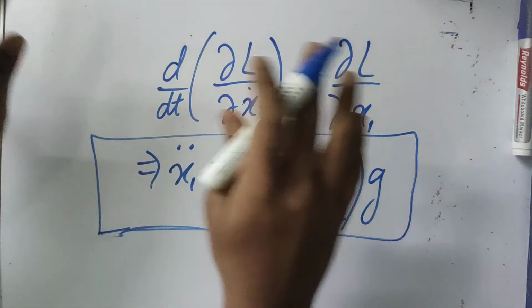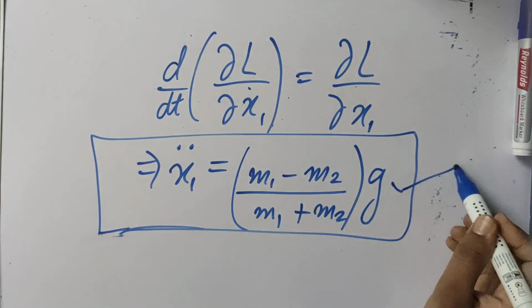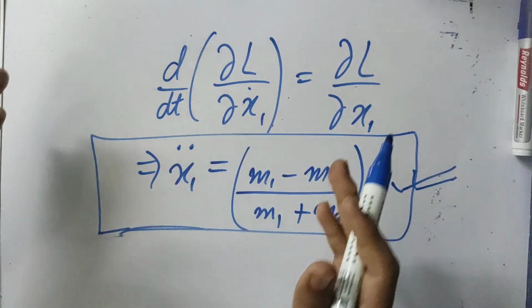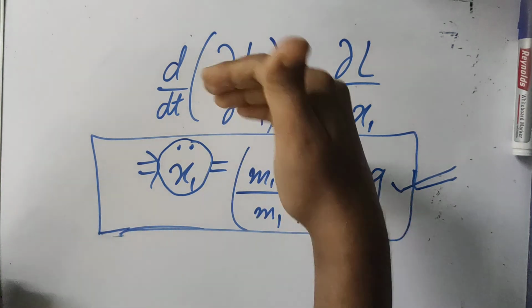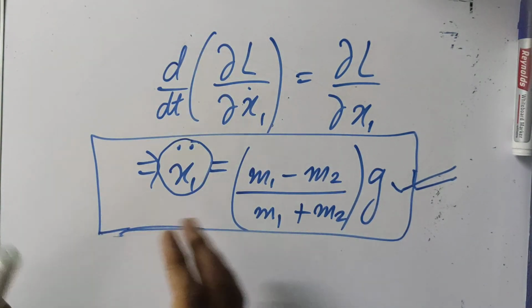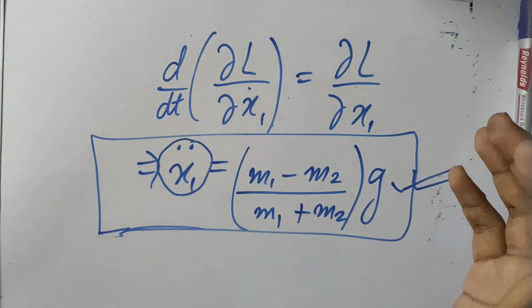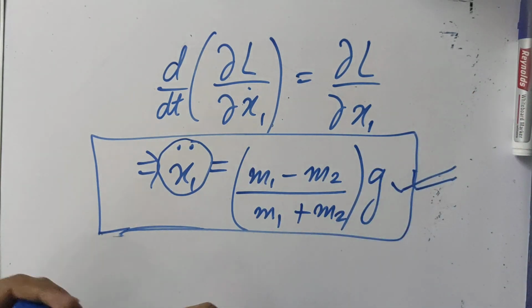Basically, this is the working process of Lagrange. This is the final equation of motion of our Atwood machine system, and this term is the acceleration along that one x1 direction, and basically this is the difference over sum times g, the gravitational acceleration, and this is the simple equation you get.